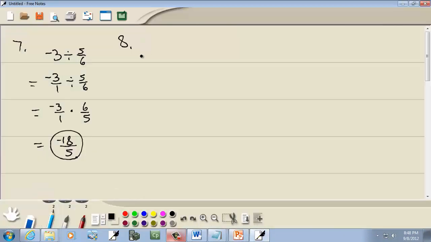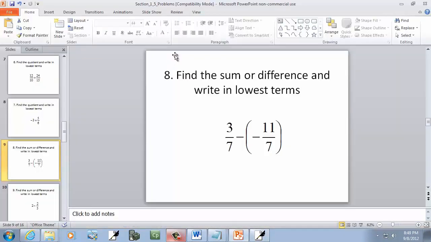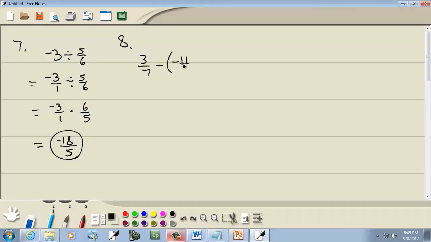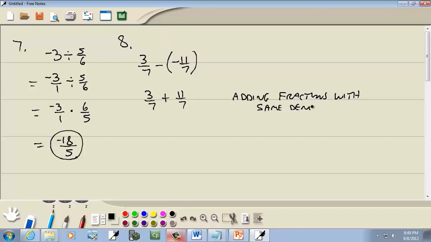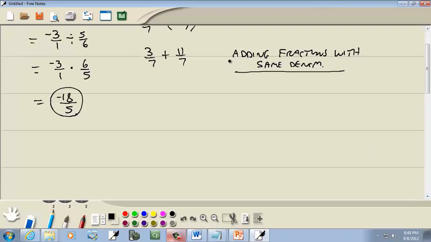Yeah, let's look at this one. We got 3 sevenths minus negative 11 sevenths. Well, remember our shortcut. Negative parentheses negative becomes a positive. And we got 3 sevenths plus 11 sevenths. Now this is adding fractions with the same denominator. Now, you always apply those shortcuts with the signs anytime you run across them. Just makes your problem a lot easier.